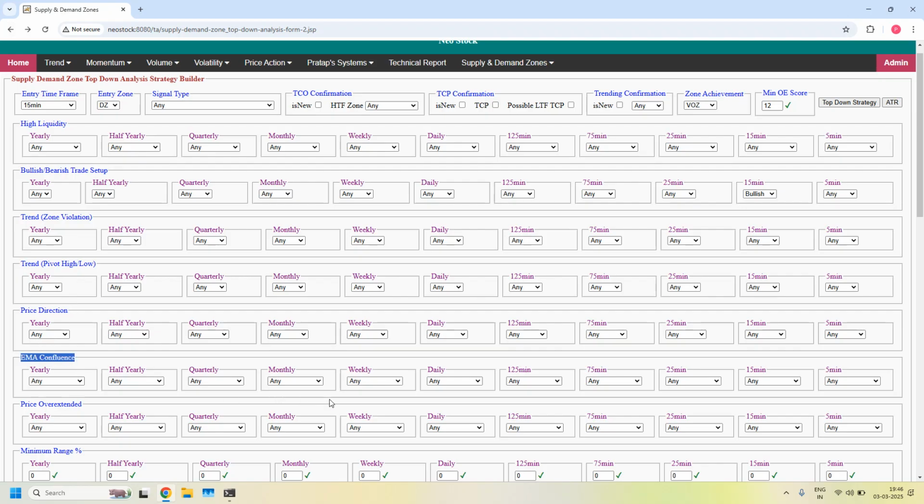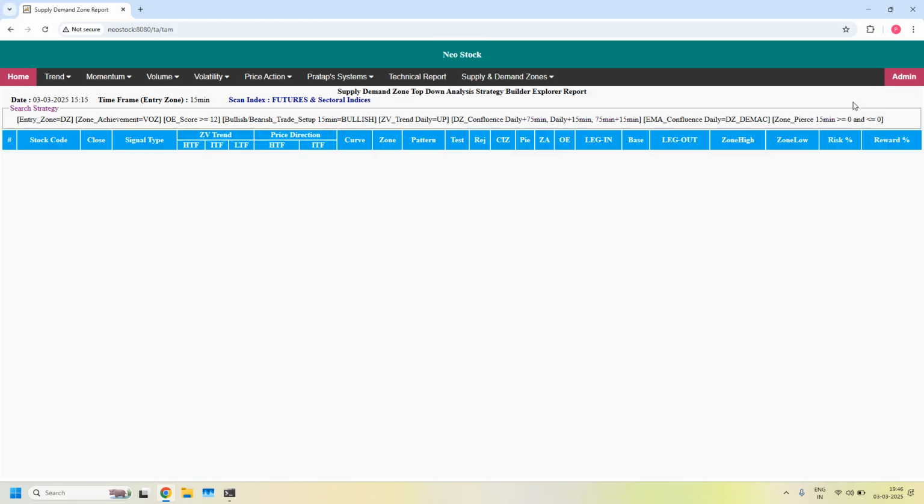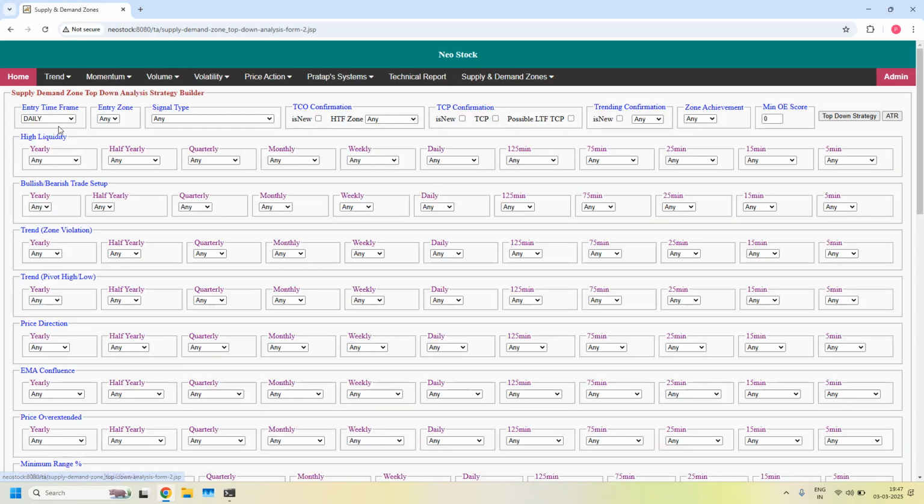In the EMA confluence at the daily time frame, I am checking the daily demand zone having daily EMA confluence, and the trend on the daily should not be sideways, it should be uptrend because it is a bullish trade setup. So it is not having any EMA confluence, daily demand zone. So this is about the bullish trade setup for the daily income trade. Next, the bearish trade setup for the daily income trade.